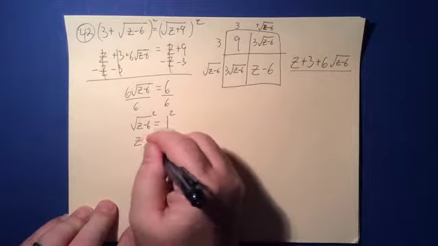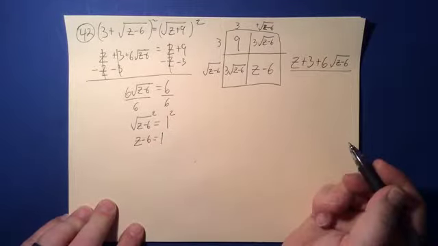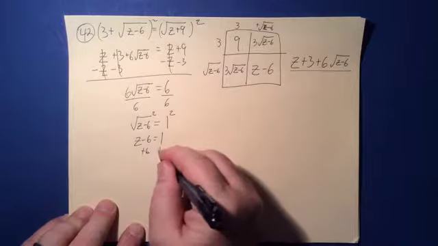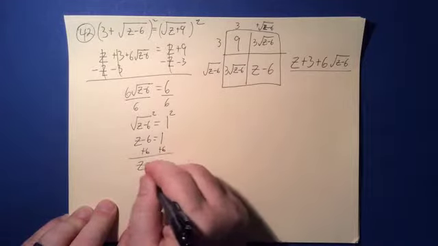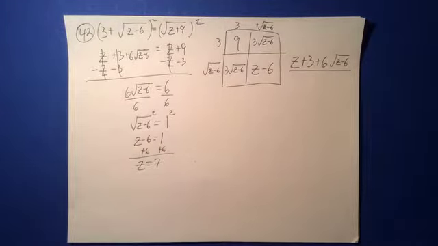And we're now going to get z minus 6 is equal to 1. And when I add 6 to both sides, we're going to get z is equal to 7. And that, in fact, does turn out to be our solution to question number 42.